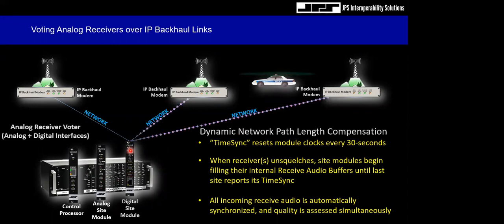So we've combated two issues with IP backhaul. That's timing and the quantization error with respect to the vocoder. And so a lot of things are happening. We can now vote digital IP as well as analog links at the same time.